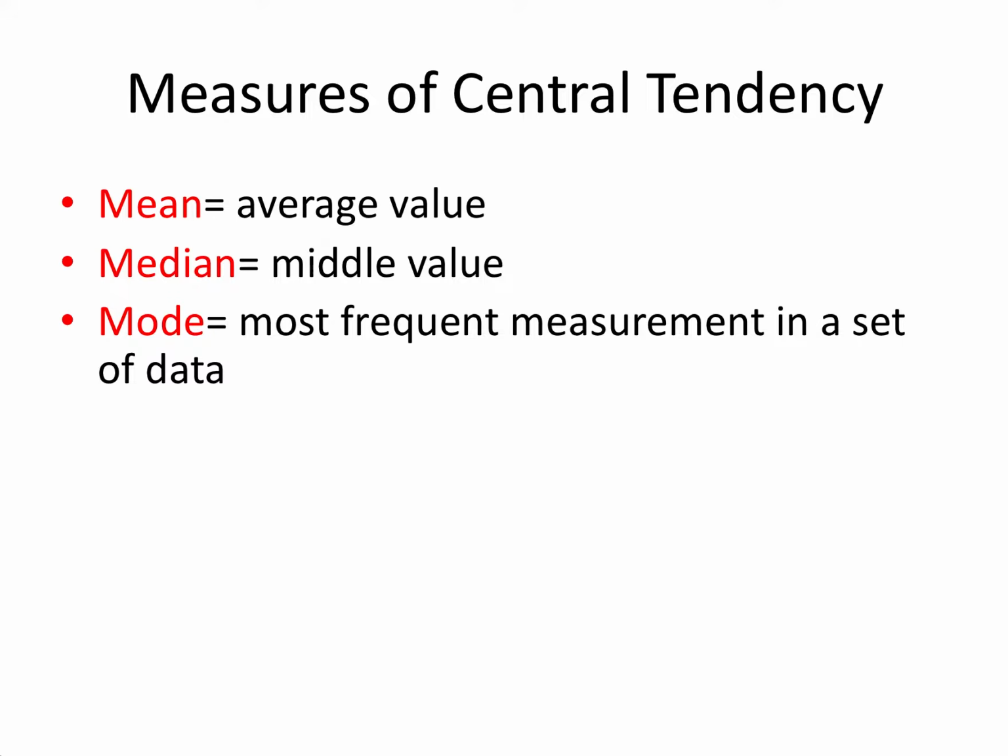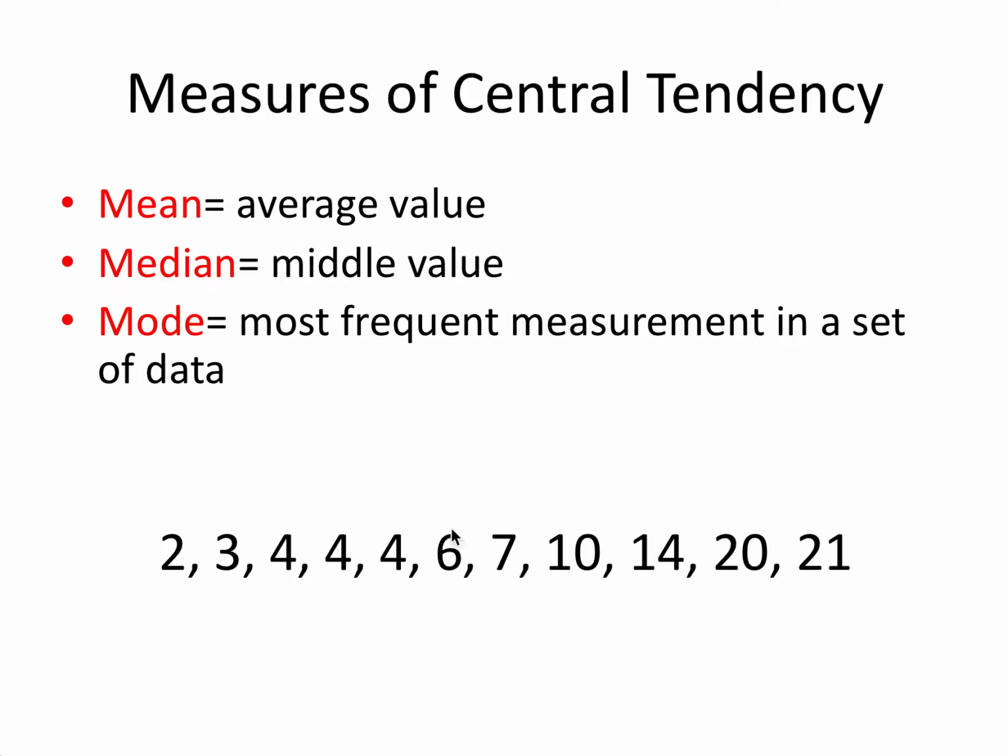So for the mean, you would add up, let's just have this example data set, all of these values and then divide by the number of values in the data set. So for example, the sum of all these numbers is 95, and there are 11 of them. So we would take 95, divide it by 11, and we get 8.63. And so that would be the mean for this data set.